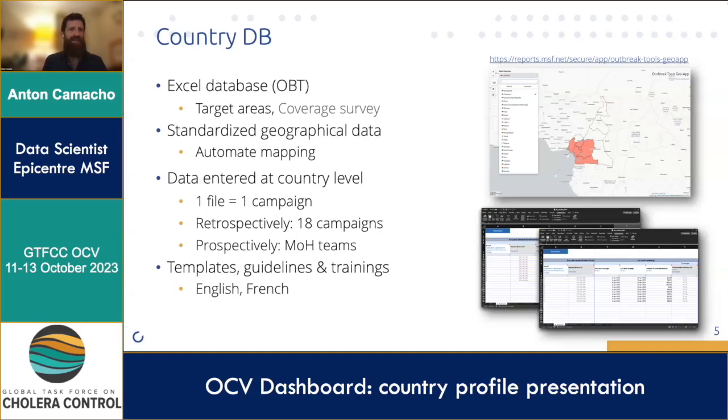And so the idea is that, in contrast to the master database, this information about the campaign will be entered directly at the country level, with the idea to have one file per campaign. And in the file, you can enter both those one and those two. So currently, we have done a retrospective data entry for 18 campaigns. And so we are also progressing on that.